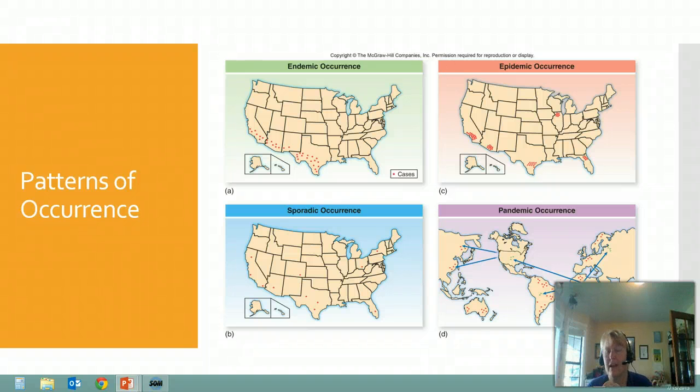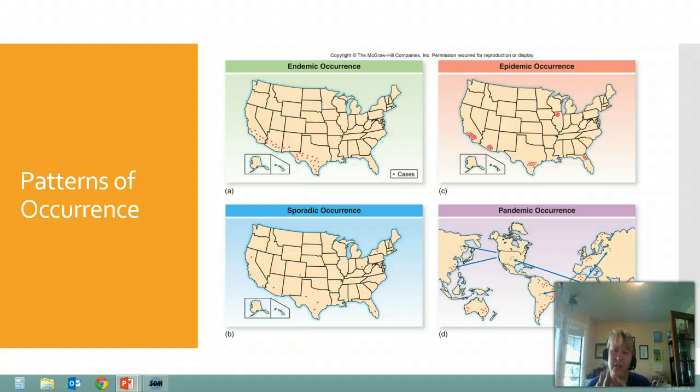This is in comparison to an epidemic occurrence. This is where we see raised rates in specific regional areas, so this is above the endemic level. These can be from a foodborne outbreak, say the cantaloupe is contaminated with listeria or something like that. It could be sexually transmitted disease pockets that pop up. There's a variety of epidemic occurrences that can happen.